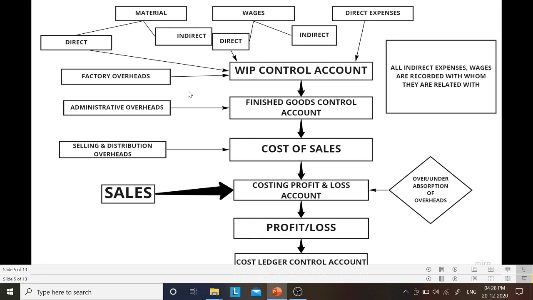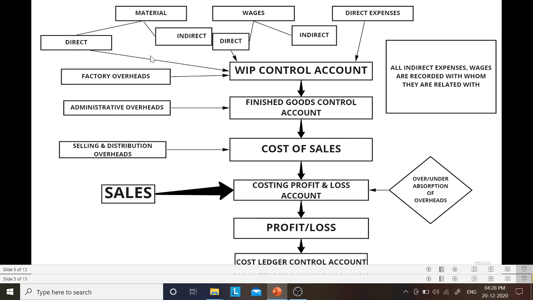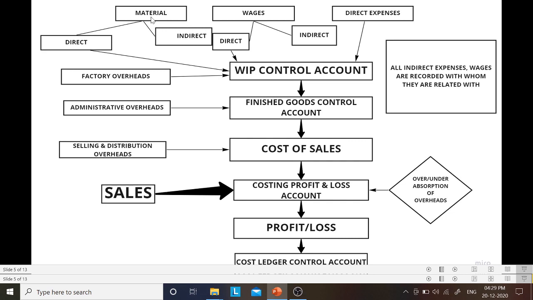So I have made the next slide for series of accounts, meaning what will be the series of closing of ledgers. So see, this is the series which is been taken with the help of this diagram itself. First is stores ledger control account. So that is your material, nothing but material. Then wages control account, that is your wages account. Direct expenses, we don't have any account, it will be directly transferred to WIP. So first I'll be preparing material account, second I'll be preparing wages account, third is factory overheads, because that also has to be transferred to WIP. All three together will be closed and transferred to WIP.